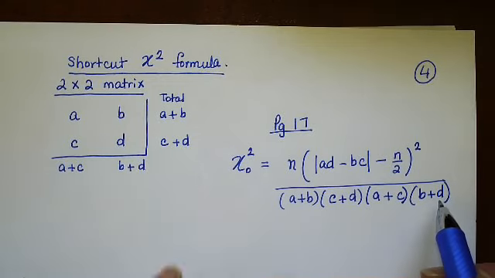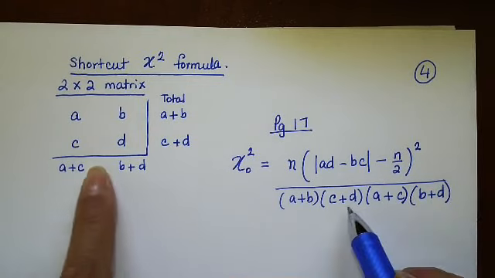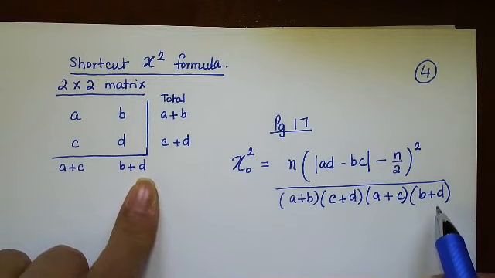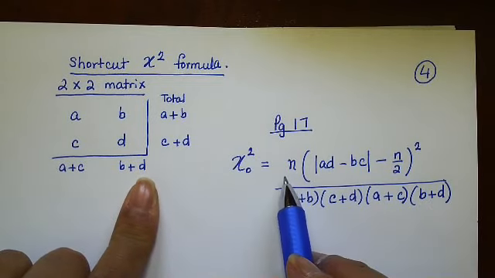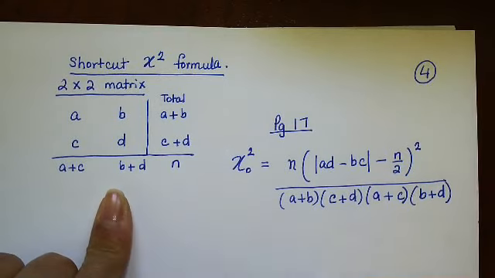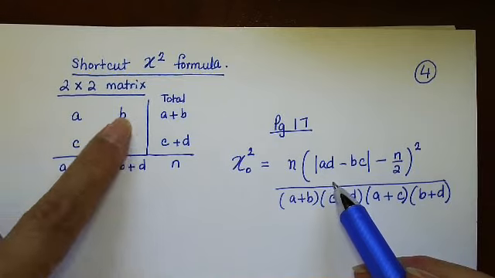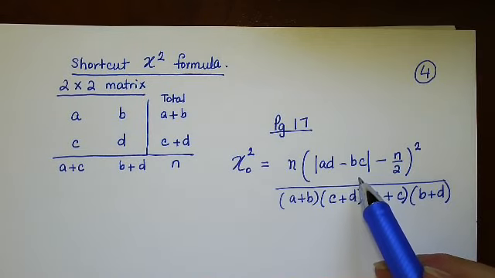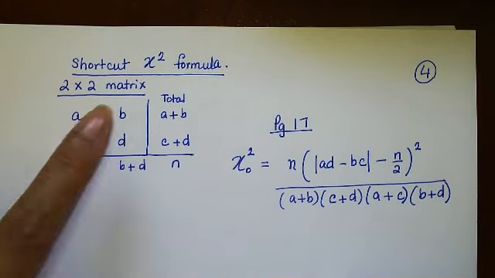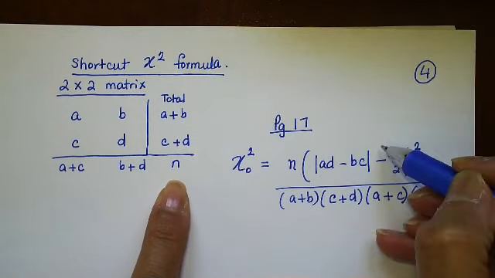You see, these are just the row and column totals. Here's A plus B, here's C plus D, here's A plus C, and here's B plus D. So these four go on the bottom in the denominator. And then on the top you've got n, which is this grand total right here, times AD minus BC under absolute value. So this is just this times that minus this times that, minus n over 2.